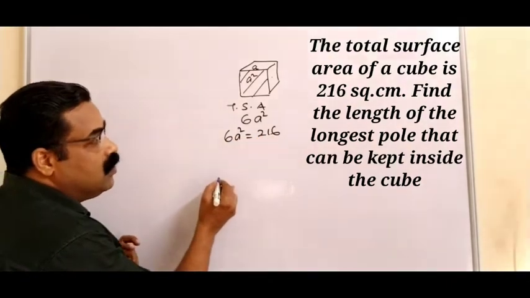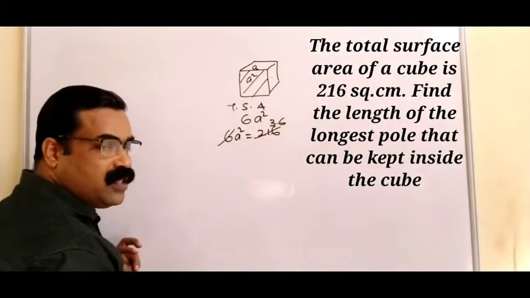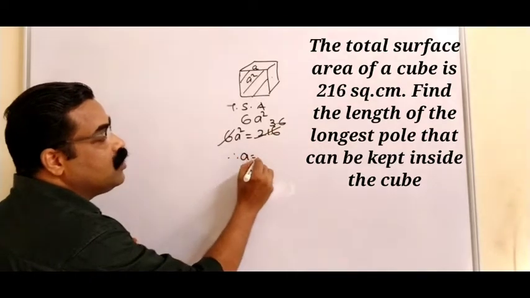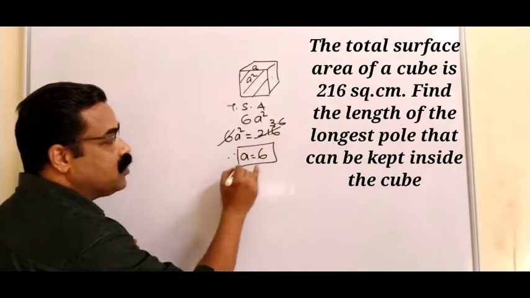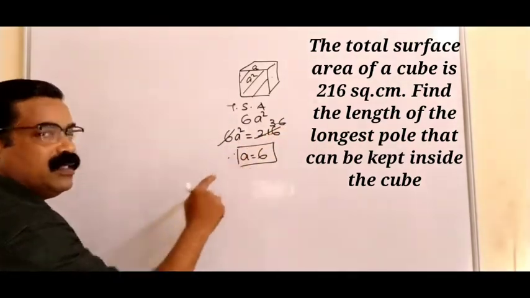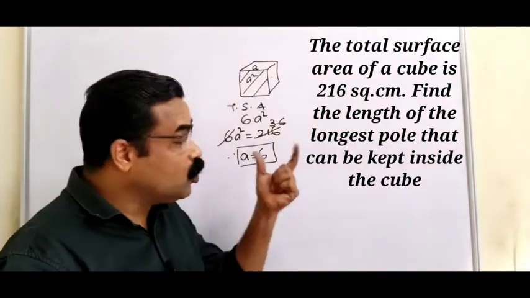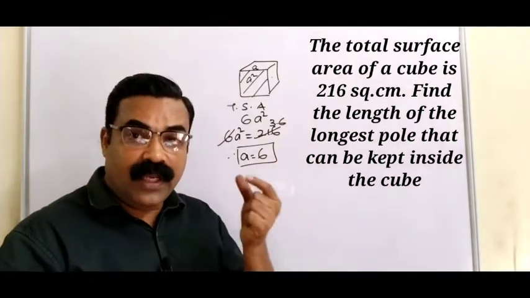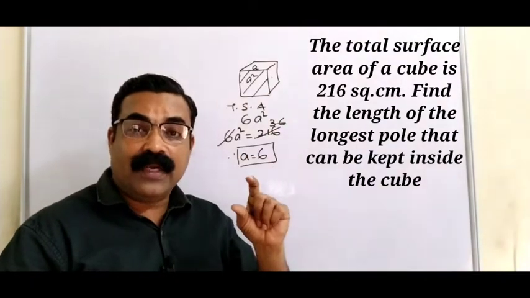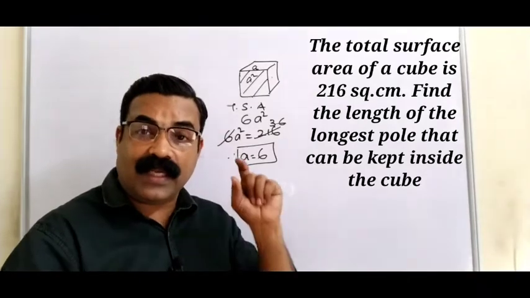From here, I can cancel 6 into 216, which is 36 times. So I got a square equals 36. Therefore, a equals root of 36, which is 6. Very simple. Total surface area is given to you as 216. We know the total surface area of the cube will be 6a square. Why? Because the area of one side of a cube is a square.